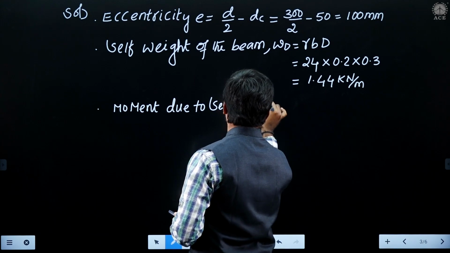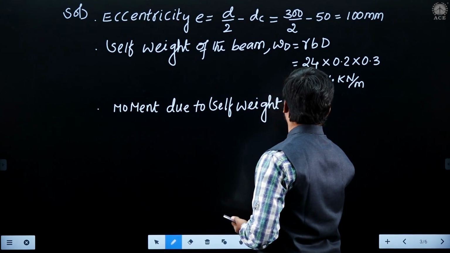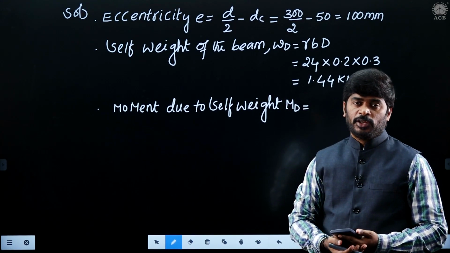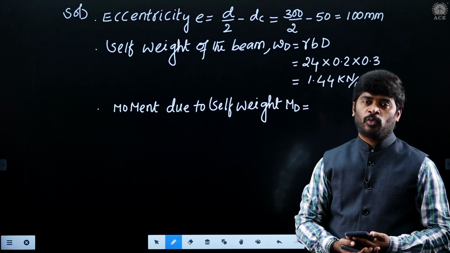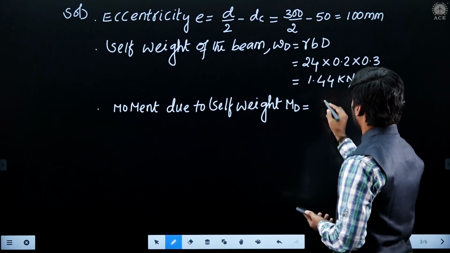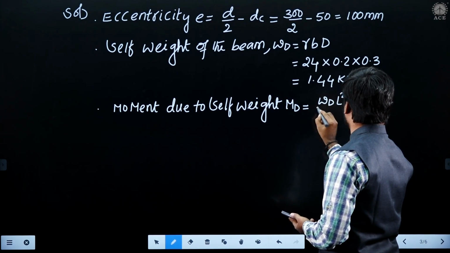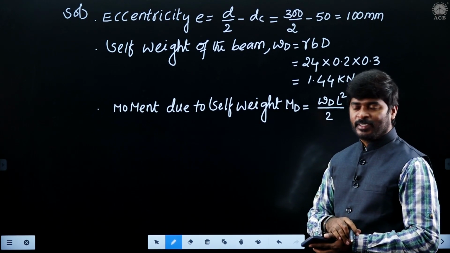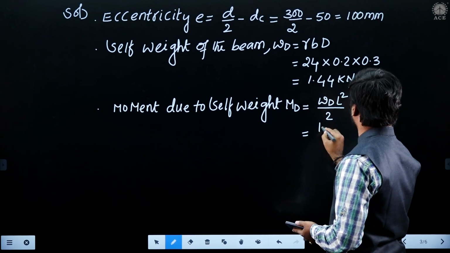Moment due to self weight, that is MD. Moment due to self weight. UDL, na? So, cantilever beam subjected to UDL. What is the moment? WD L square upon 2. Right? Yes, correct. Now, what is the self weight?